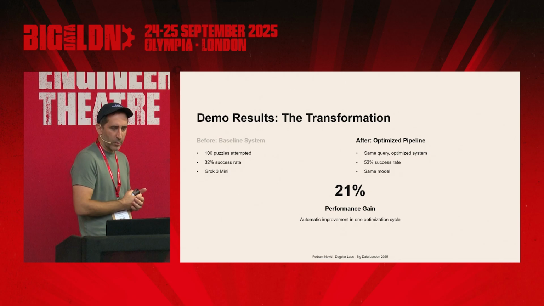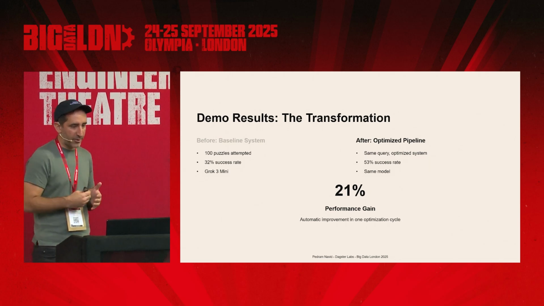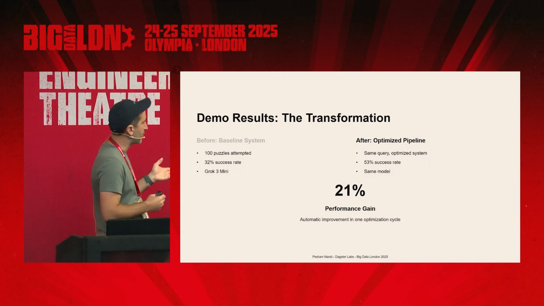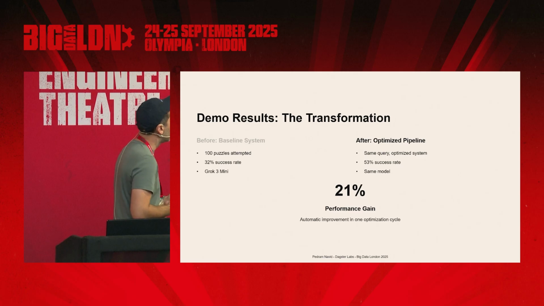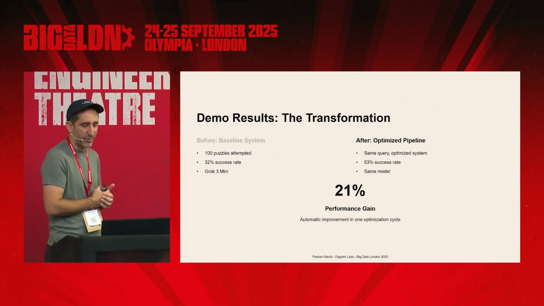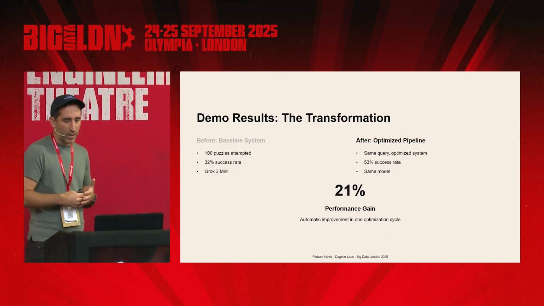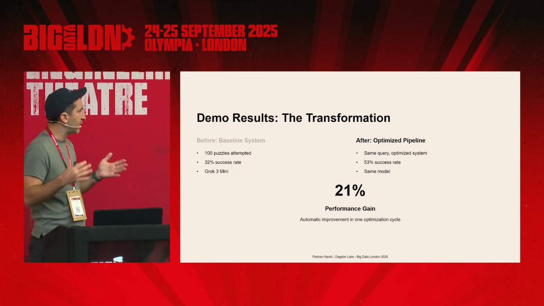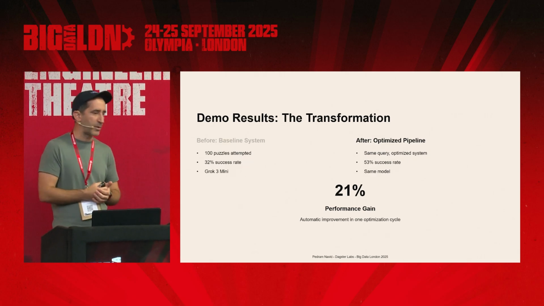Again, here are the results. We did 100 puzzles, a 32% success rate on Grok 3 Mini, actually, so a very affordable, cheap, and quick model. After optimizing this way, basically we got 21% performance gains for free. The only optimization we used was MIPRO v2, which is like an out-of-the-box DSPy optimizer.